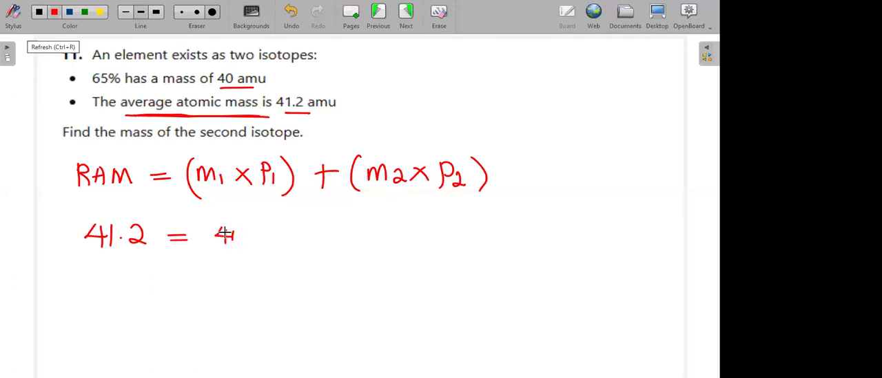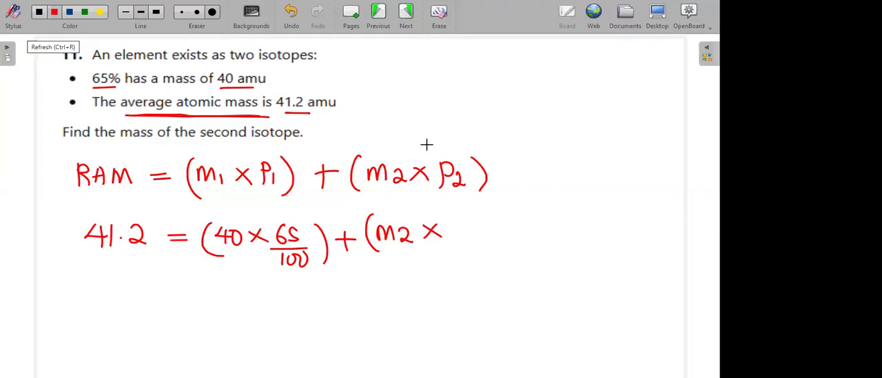So that is 40, multiplied by the percentage for the first isotope. We've been told it's what? 65. So I'm going to write here 65 over 100. Then plus the mass of the second isotope, which is what I want to find. So I don't know it. I'll just write M2, multiplied by the percent of the second isotope.